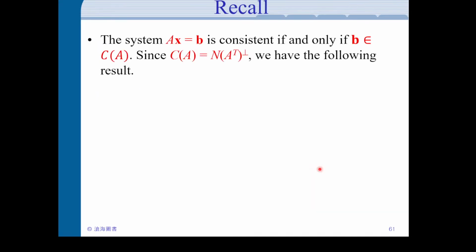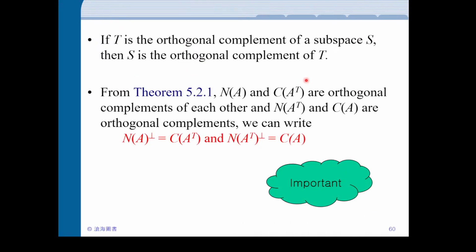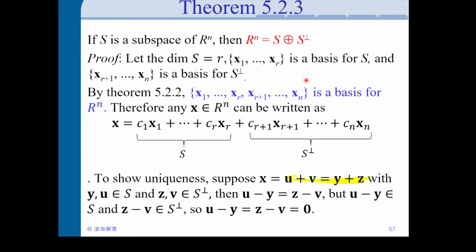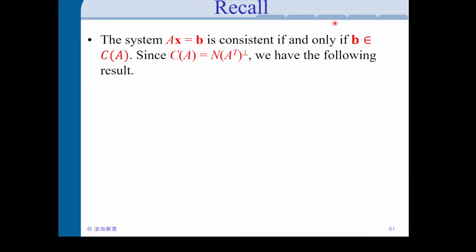And now we can have a bit of a corollary. We know Ax equal to b is consistent if and only if b is inside the column space of A. But now we can use this decomposition theorem, 5.23, to say a little bit about the decomposition of any b.